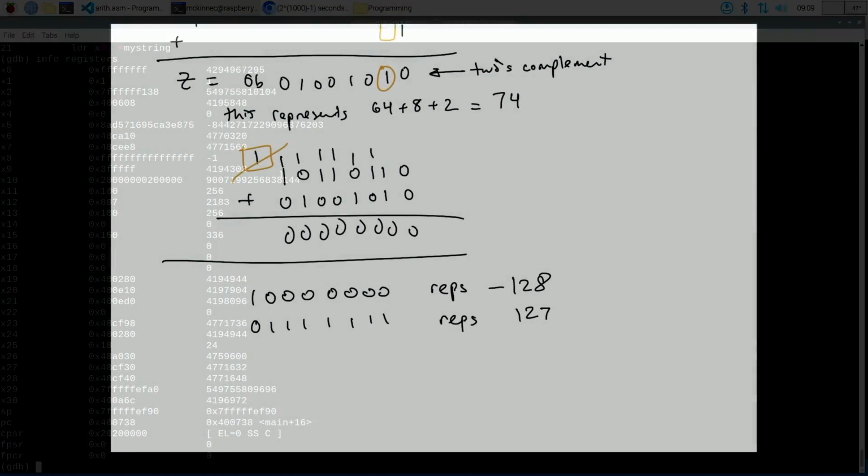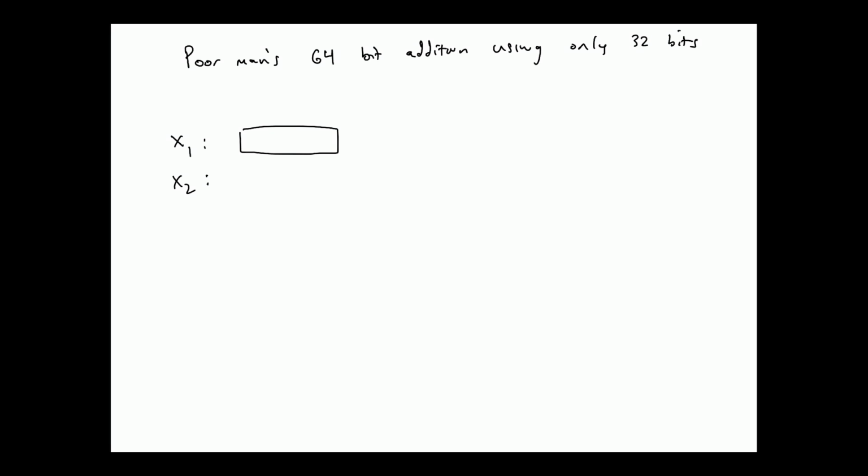Okay, so let me go back to here. If I wanted to do poor man's 64-bit addition using only 32 bits, what I would do is think of a 64-bit number. So let's say that I want to add two numbers together, and they're both 64-bit numbers. I'm going to think of them as being two 32-bit chunks.